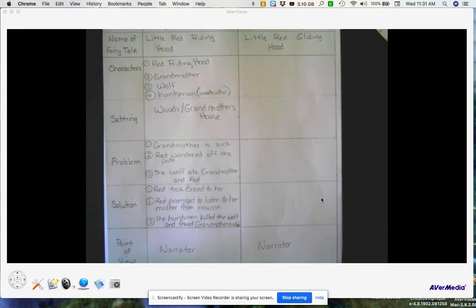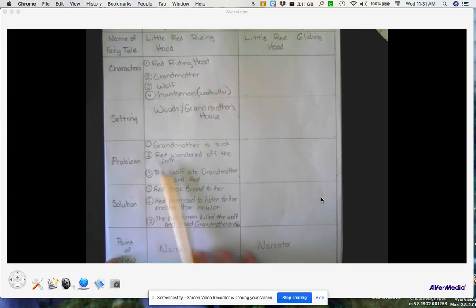You do not have to list all 3. You might have a different problem you want to focus on. Okay, I'm just trying to give you some examples. But however many problems you write, you have to have that many solutions. So for my first problem, grandmother was sick. What was the solution? Red took her bread and things for her to eat, right?